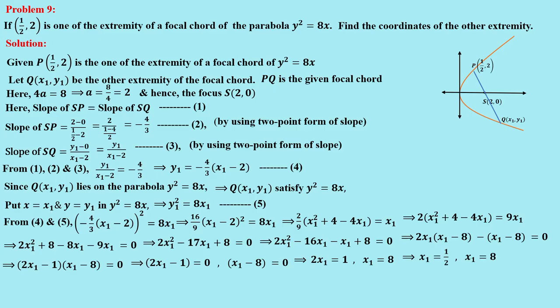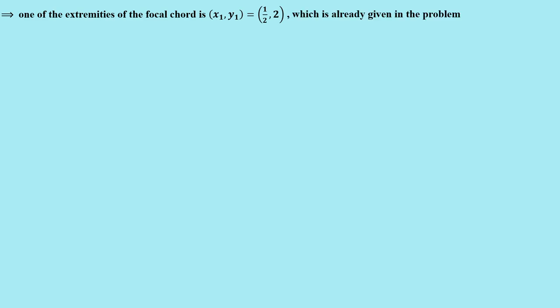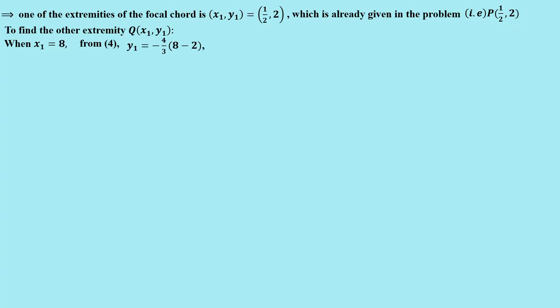So x1 equal to 1 by 2 we already know. x1 is equal to 1 by 2 means from 4, y1 equal to 2, already there is the point. That is what they have given, P. So for the other extremity, when x1 equal to 8, right, we are going to find the other extremity, right? So from 4, y1 equal to minus 4 by 3 into (8 minus 2), that is equal to minus 8. So the other extremity is (8, minus 8), right? Thanks.